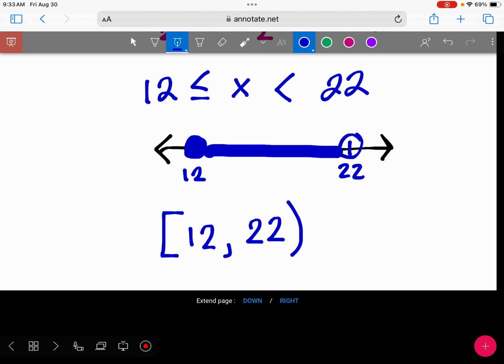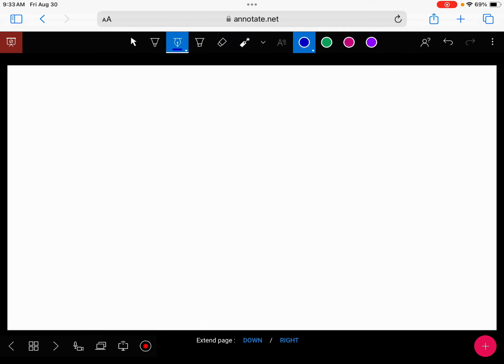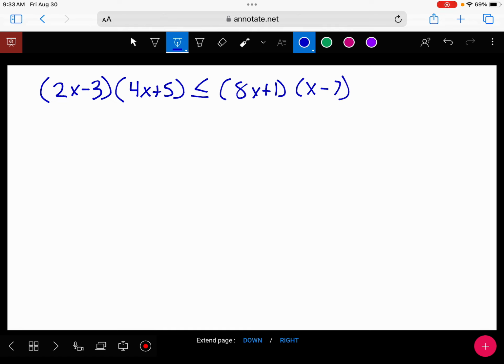One more like this before I throw absolute values at you. Oh, and it didn't copy over. Love it. So it's 2x minus 3 times 4x plus 5 is less than or equal to, I know, 8x plus 1 times x minus 7. Doesn't change what we do. We still want to solve this. I want to find out what relation x has to the other numbers.